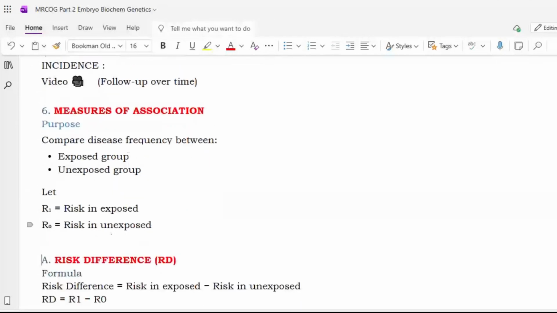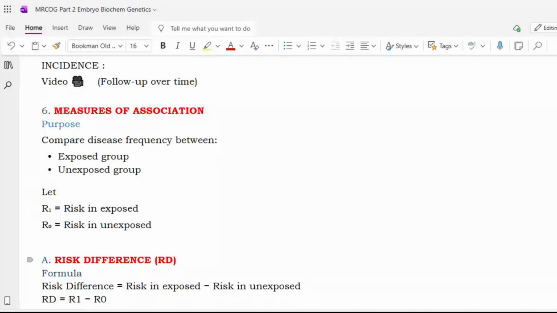Now there are measures of association. The purpose is to compare the disease frequency between the exposed group and the unexposed group. We will consider R1 as the risk in the exposed and R0 as the risk in the unexposed. We have already seen the 2 by 2 table, with disease on the top and exposure on the side. Risk in the exposed is denoted as R1, and risk in the unexposed is denoted as R0.